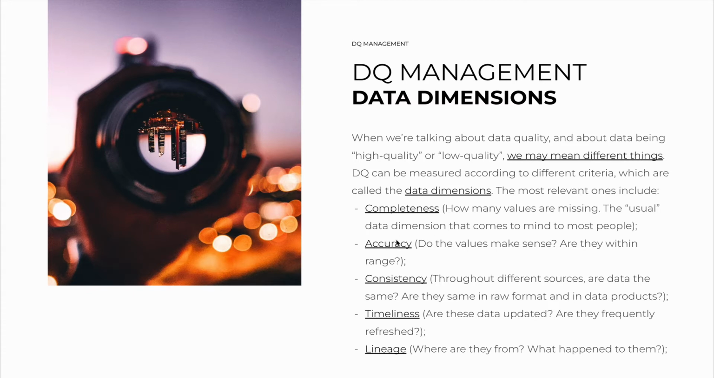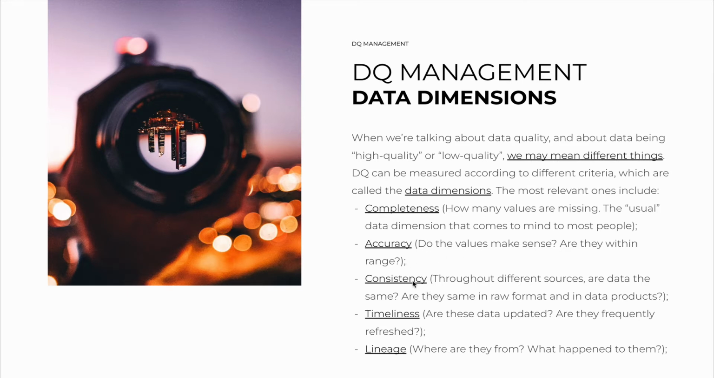Next comes accuracy. That is, do the values that we have actually make sense? Are they within range of what's considered acceptable? You may have 10,000 records of temperature readings, all of them with complete information, but some of them may have ridiculous values, such as being -1 or being 999. They are complete, but they're technically not accurate.